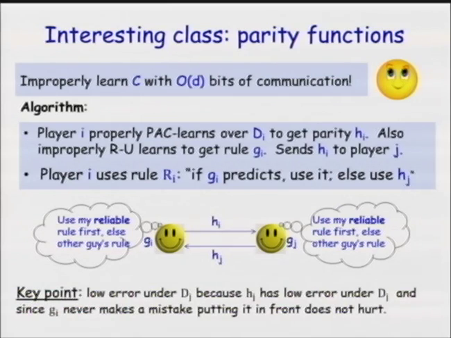The key point is that we have low error under the distribution D_j for the other player, because h_j has low error on D_j, and since g_i never makes a mistake, putting it in front doesn't hurt. So that's a very quick argument of why this works. It turns out that the same trick holds for any class that can be both properly PAC learned and learned in the reliable useful model. This trick only works for k equals 2, when we have 2 players, and it's an open question to do it in general.